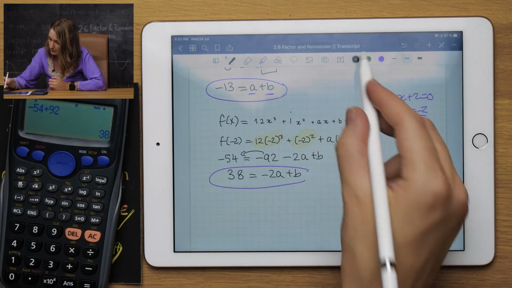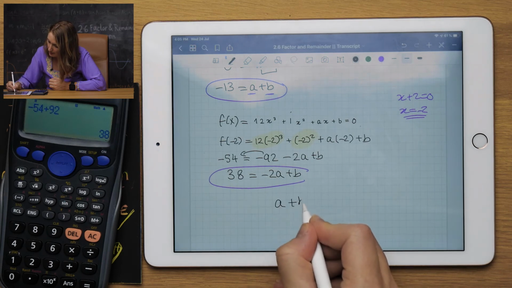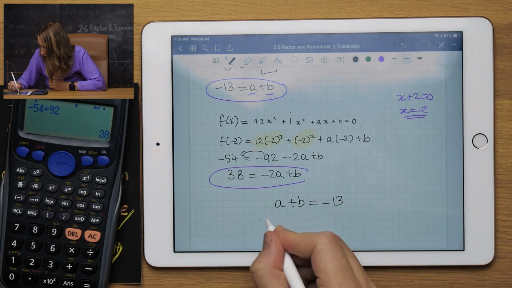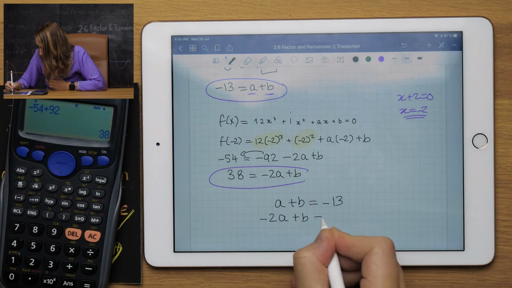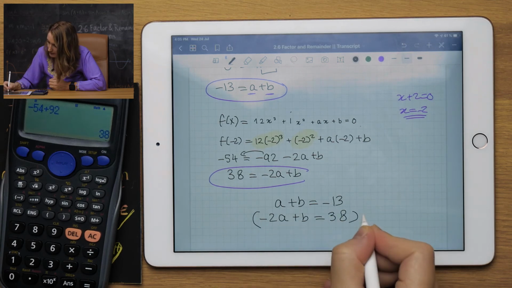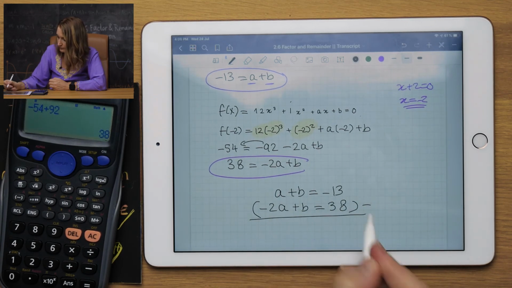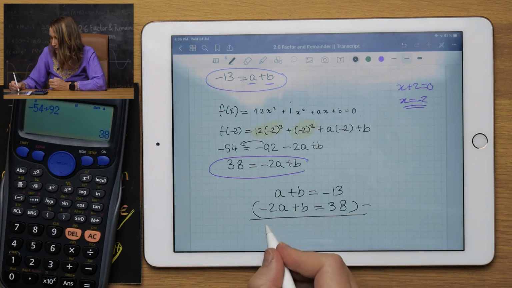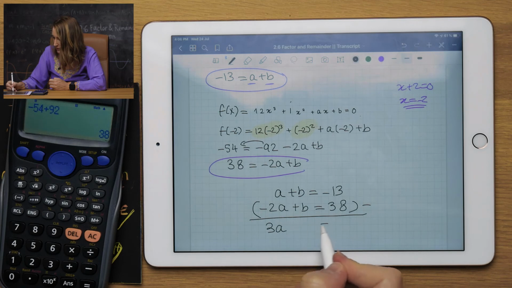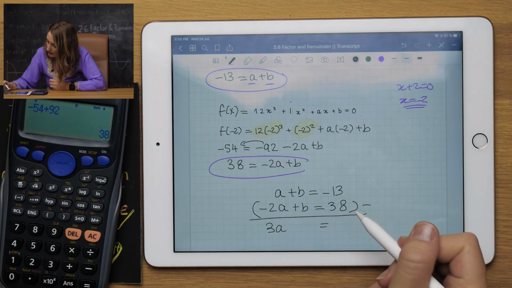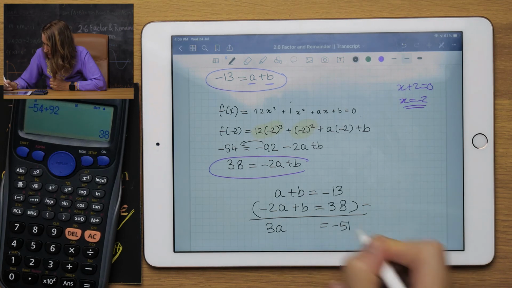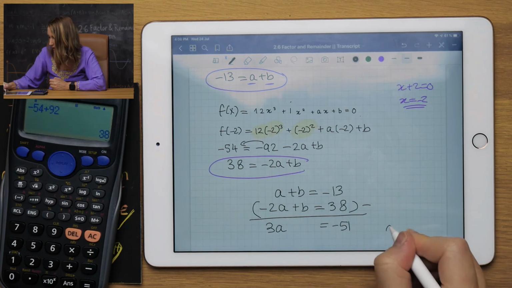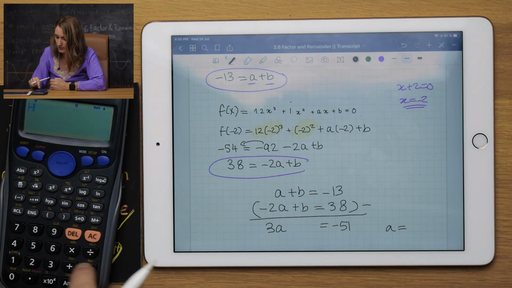So let's set up our simultaneous equation. a plus b is minus 13. Minus 2a plus b is 38. Let's subtract them. a minus minus 2a would be 3a. b minus b would be 0. Then we would have minus 13 minus 38, which would be minus 51. So a would be minus 17, or you can see minus 51 divided by 3.